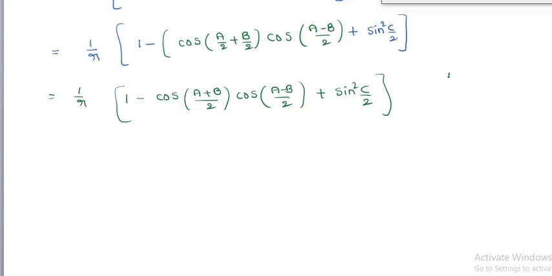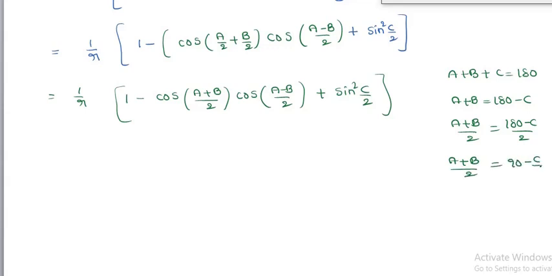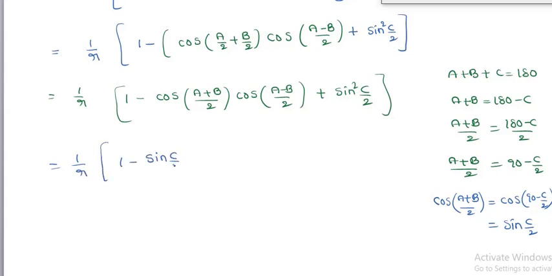So 1 minus cos of (A plus B)/2 cos of (A minus B)/2 plus sin square C/2. A plus B plus C is equal to 180, so A plus B is 180 minus C, (A plus B)/2 is 90 minus C/2. Both sides taking cos: cos of (A plus B)/2 is cos of 90 minus C/2, cos 90 minus theta is sin, so sin C/2. So substitute: 1 minus sin C/2 cos of (A minus B)/2 plus sin square C/2.